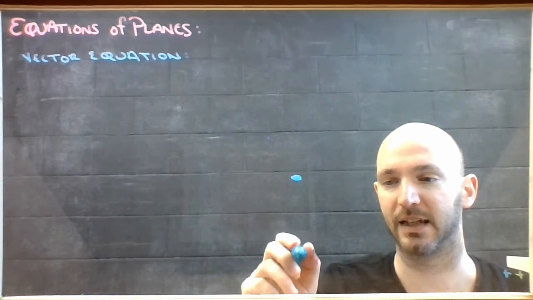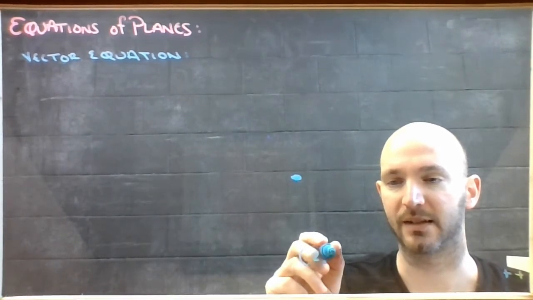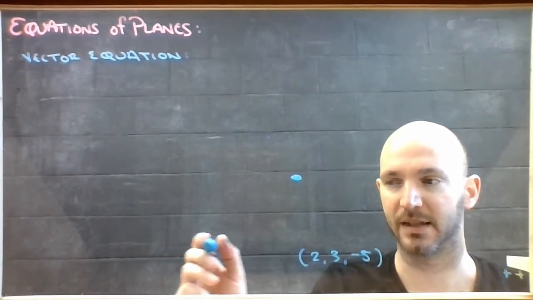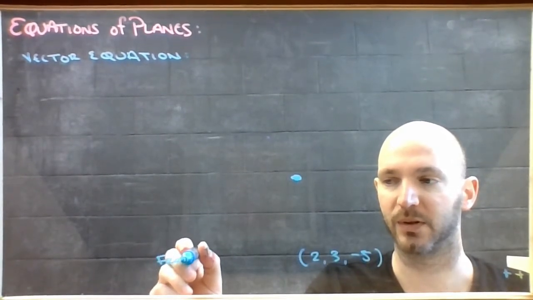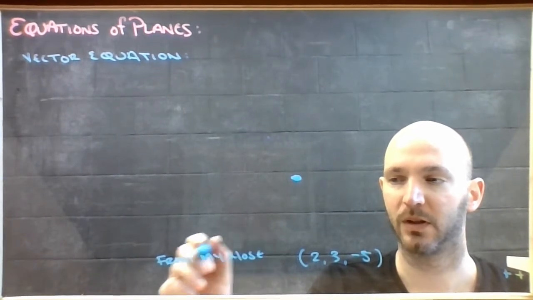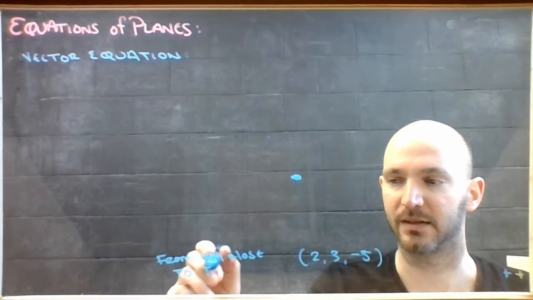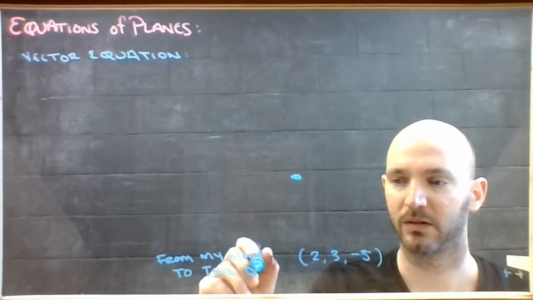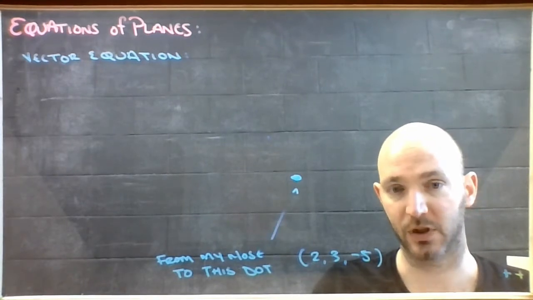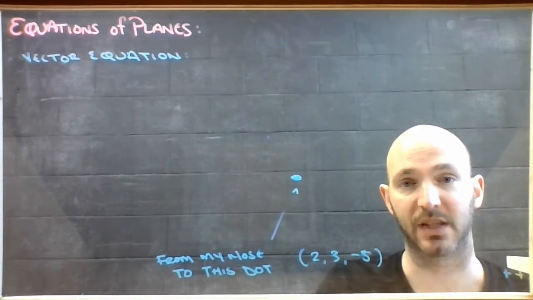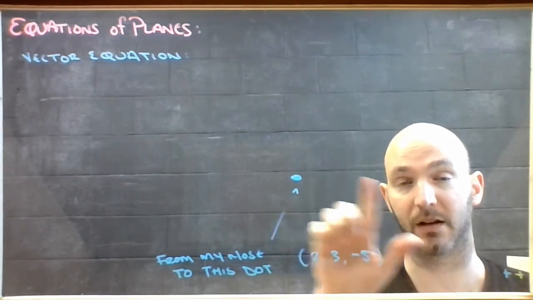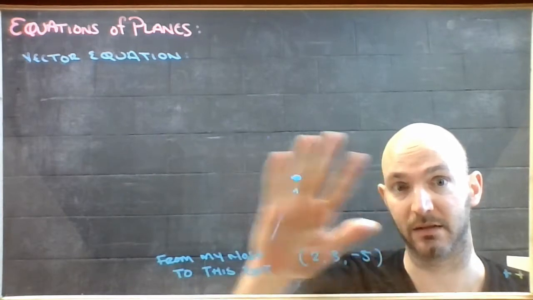Let's say it's 2 in the x, 3 in the y, negative 5 in the z. And this is from my nose to the board. My nose to this dot. Okay, good. So what I've accomplished then is I have reached the plane from the origin. I'm now there. I landed on my screen.